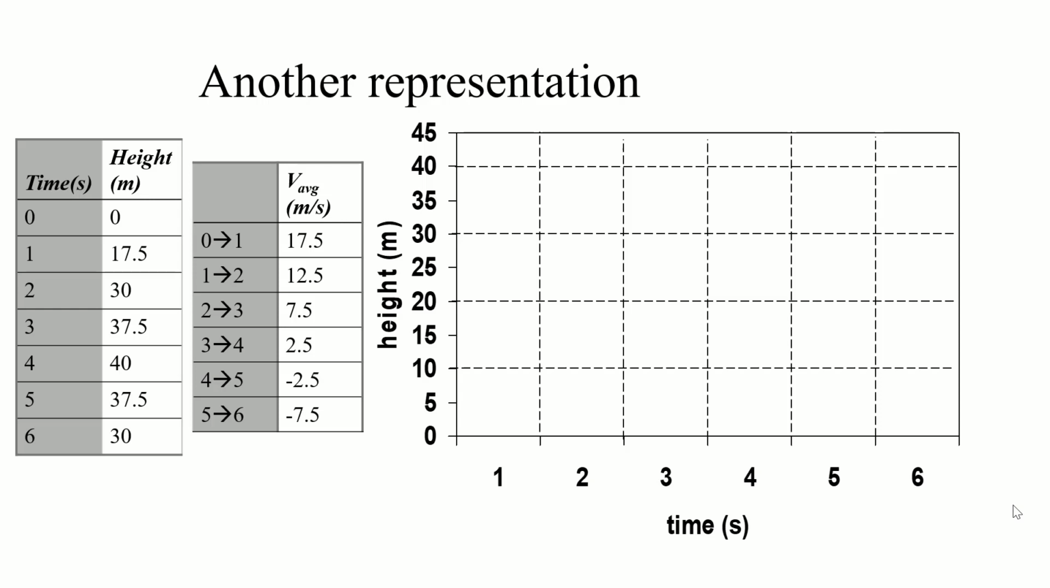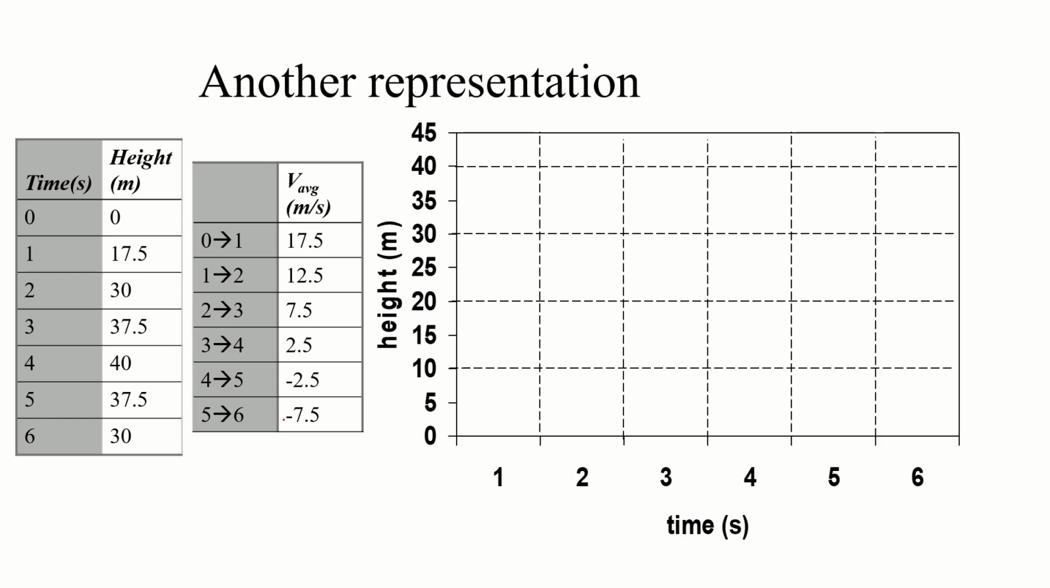All right, so we have the same set of data we took from throwing this rock up. Now we've calculated the average velocities as well for each 1 second time interval. So the average velocity from 0 to 1 second, 1 second to 2 seconds, and so forth. If we wanted to plot this graphically, how would we do this?